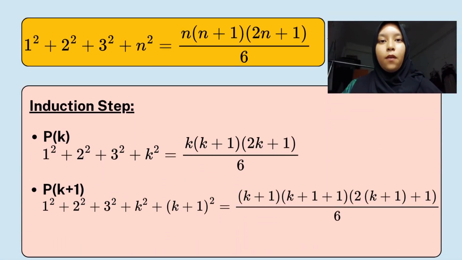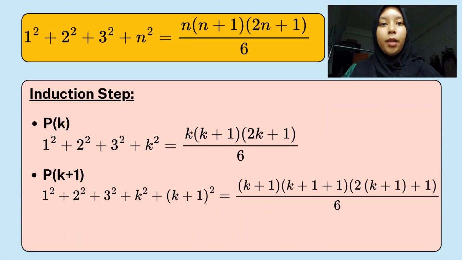For the induction step, for P(k), it will be 1 squared plus 2 squared plus 3 squared plus up to k squared equal to k multiplied by k plus 1 multiplied by 2k plus 1, divided by 6. Then, for P(k plus 1), it will be 1 squared plus 2 squared plus 3 squared plus k squared plus k plus 1 squared equal to k plus 1 multiplied by k plus 1 plus 1 multiplied by 2k plus 1 plus 1, divided by 6.